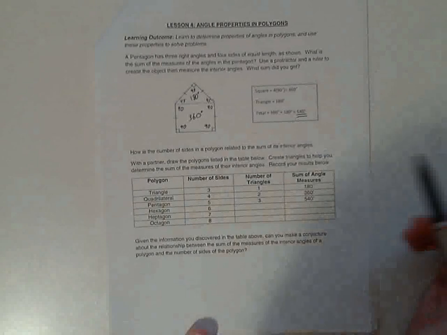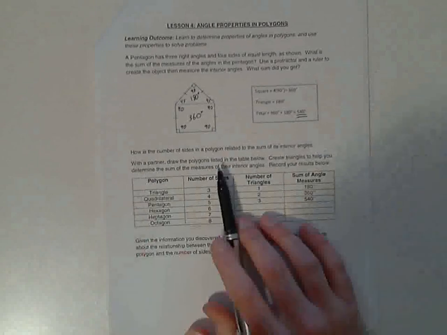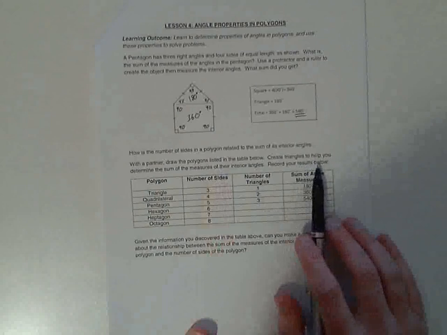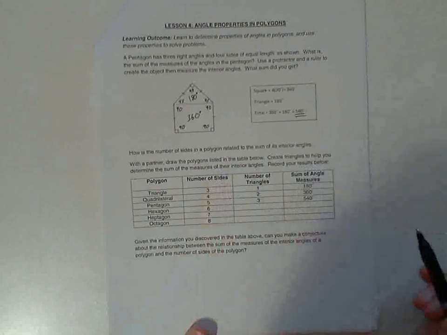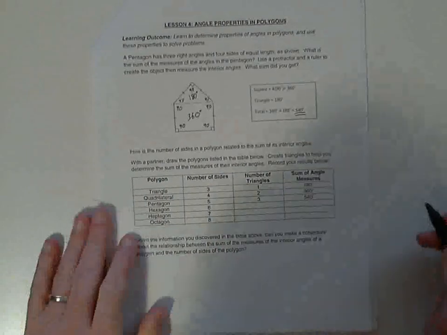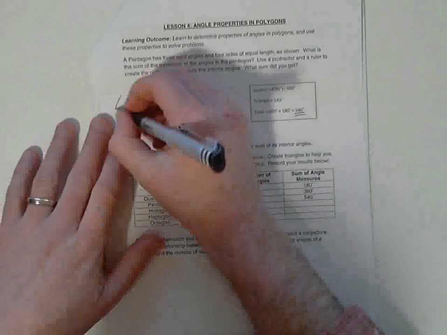How is the number of sides in a polygon related to the sum of the interior angles? So we're going to investigate this, and we're going to find out the answer to that. With a partner, draw the polygons listed in the table below. Create triangles to help you determine the sums of the interior angles. I'm going to do a couple like that.